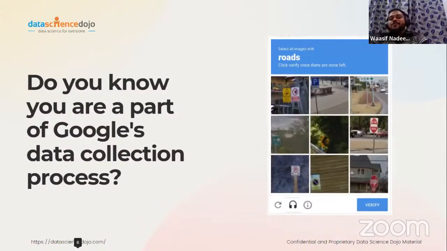Now, since we came to the problem of data, that we need a lot of data to train a new network, do you know that you are part of Google's data collection process? I think many of you have seen the image that is presented on the slide. What you would have done is select the images that contain a road and then verify it. So this is actually a process done by Google to label the data. Once you select the image and verify it, it labels the data for Google that, okay, this image is of a road and this is not. So this is a part of Google's data collection process.